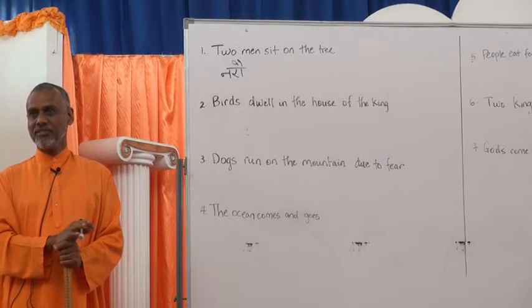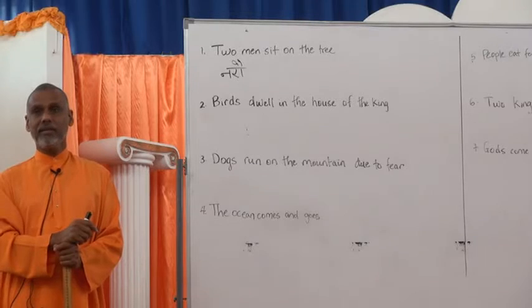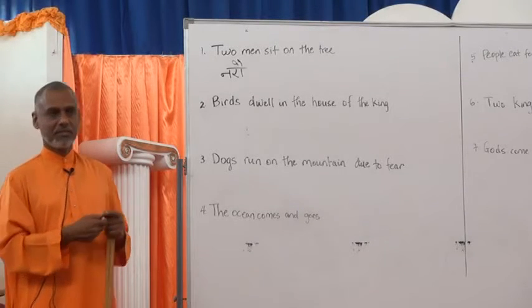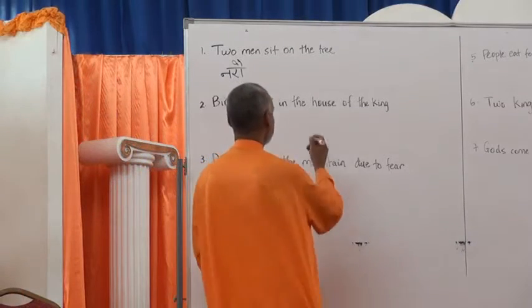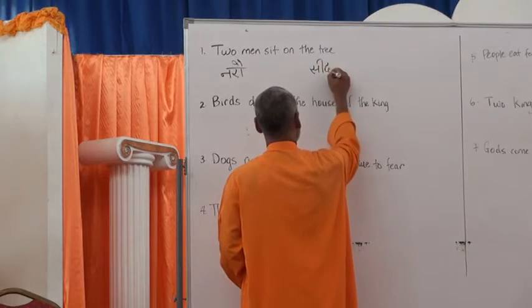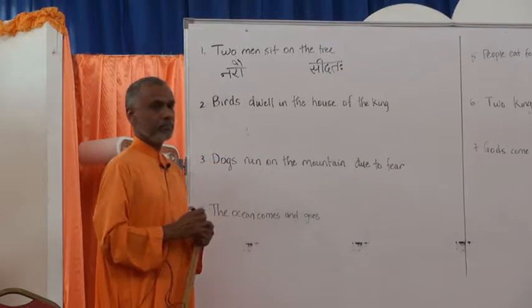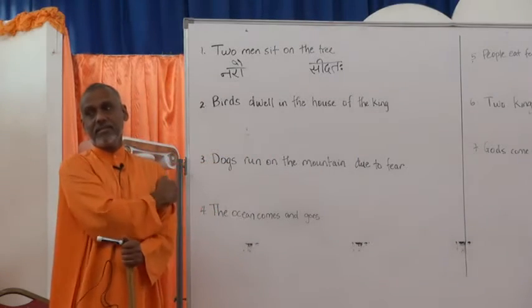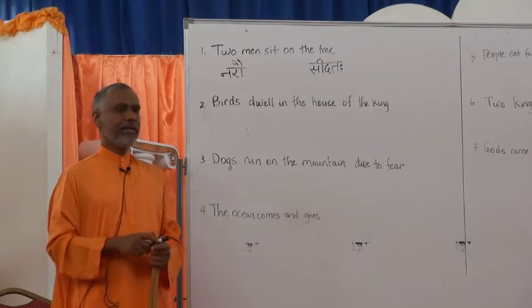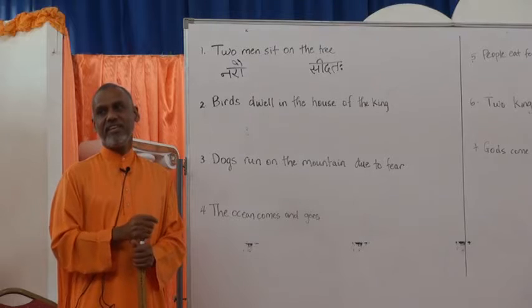You want third person, dual. So, third person dual of seed will be what? Seedataha. Like that. Two men sit. Right. Now, where do they sit? On the tree.